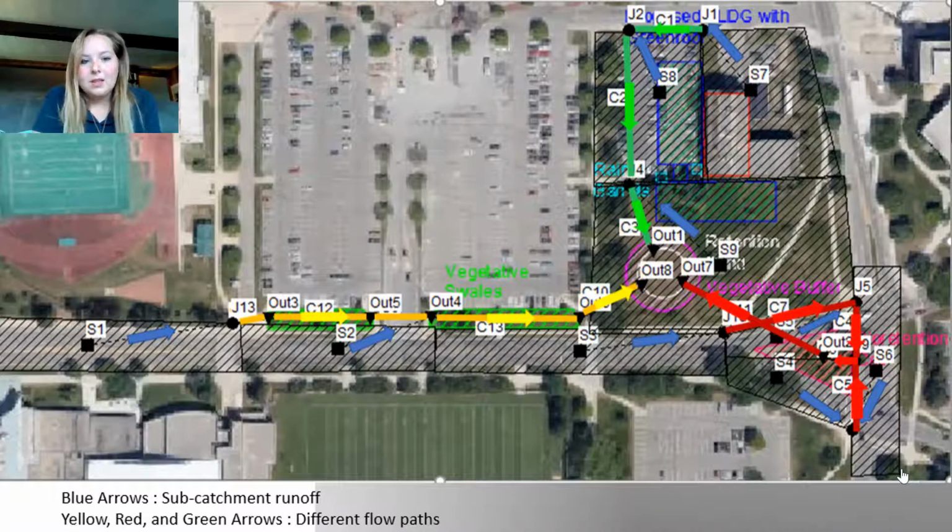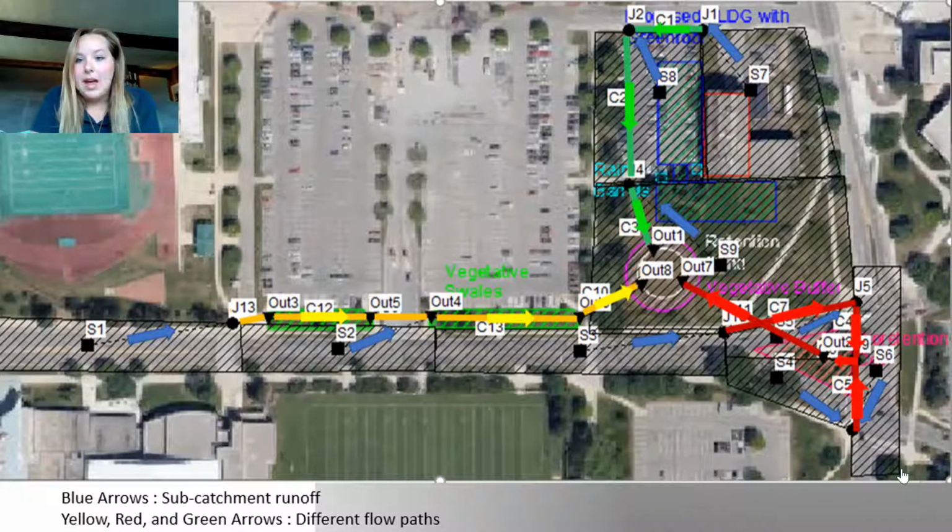As you can see, runoff from subcatchment 1 is directed into the first vegetative swale. Any water that is not infiltrated or evaporated during the process goes to outlet 5, which is then combined with water from subcatchment 2 and enters the second vegetative swale. And again, any water not evaporated or infiltrated here will then be directed into the retention basin.